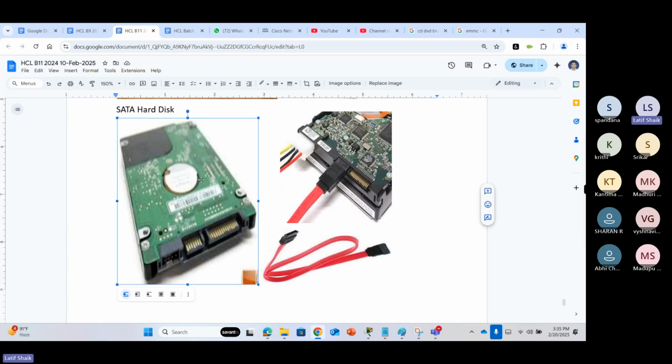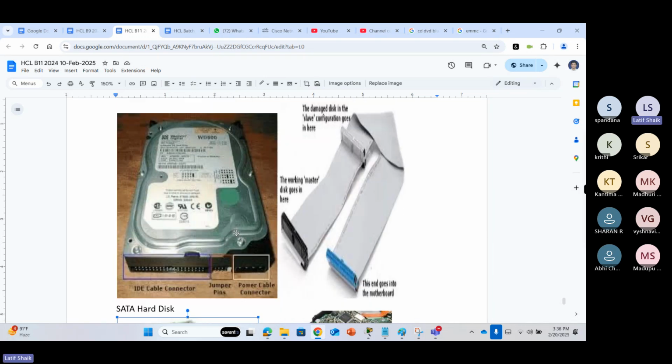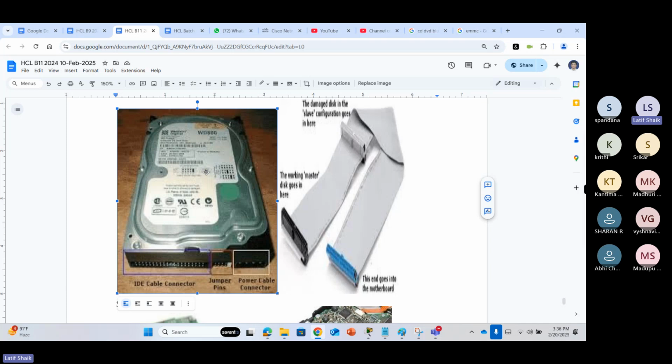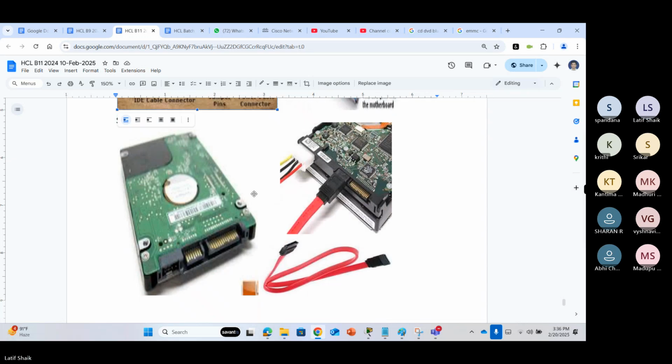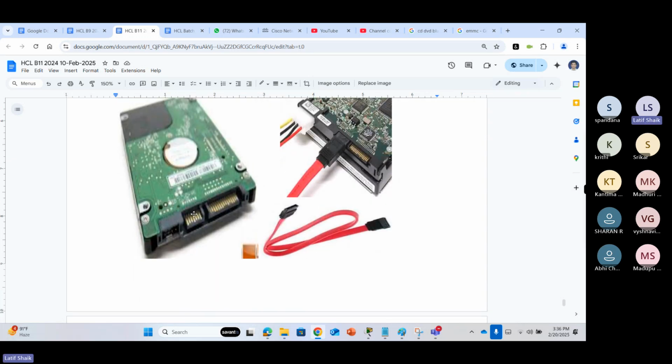So this is a SATA hard disk. See, this is for data connection. This is for power connection. Okay, this is the SATA hard disk. This big one is for the data connection. This is for power connection. Okay, so SATA, this is the data connection.